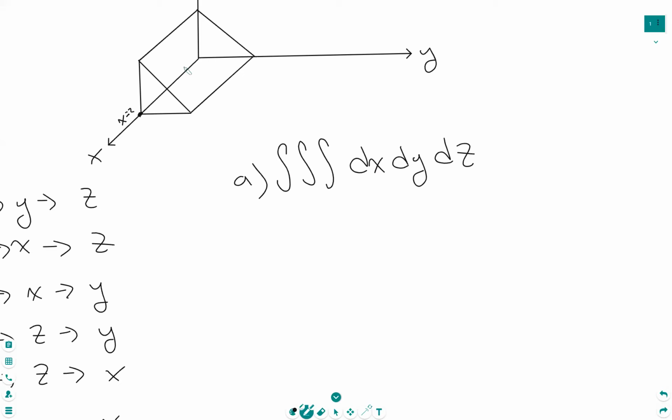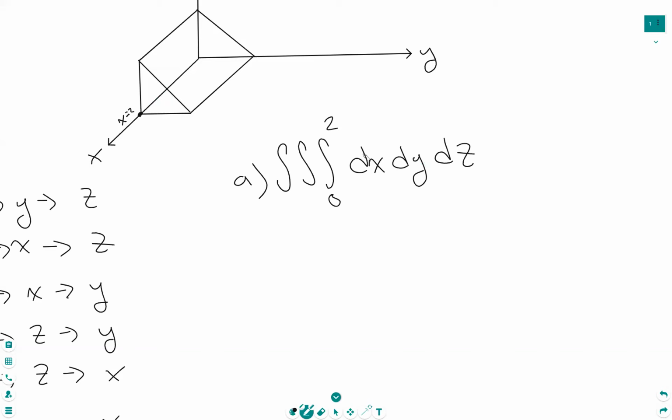So let's look back at our object here. X goes from this edge all the way over to this edge, right? So the functions that detail this are x equals 0 and x equals 2. Okay, perfect. 0 to 2.